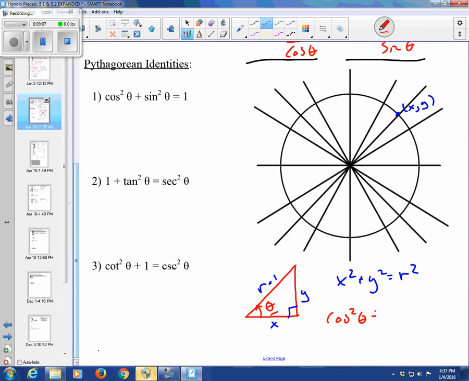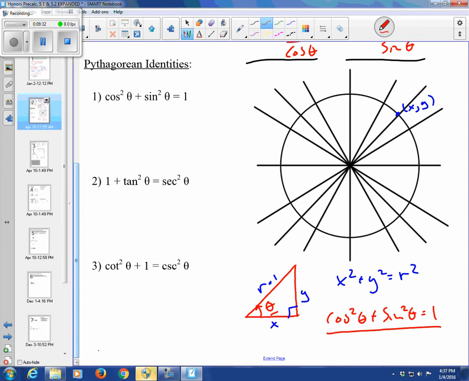And we know that the y values are sine of theta. So right here we could substitute in sine of theta and get sine squared theta. Similarly, right here we know, since this is a reference triangle within our unit circle, that r is 1. So right here we've got cosine squared theta plus sine squared theta equals 1. And that's our first Pythagorean identity.